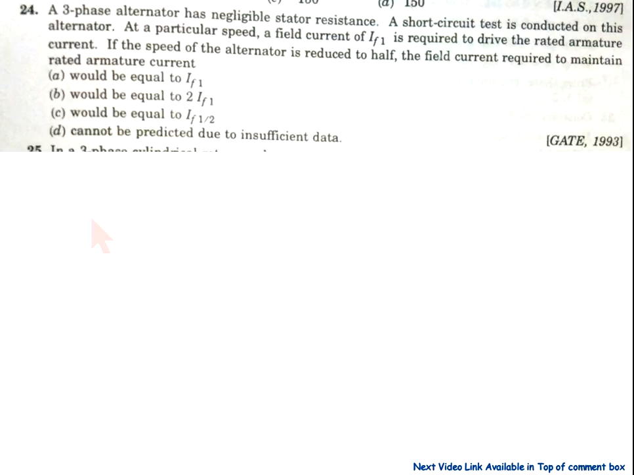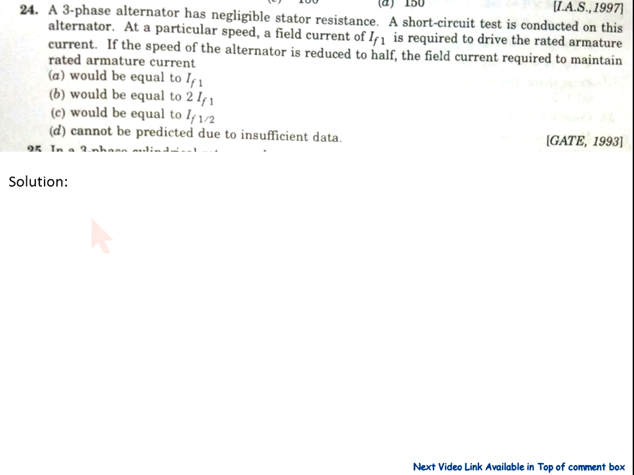Now come to question number 24. A three-phase alternator has a negligible stator resistance. A short circuit test is conducted on this alternator at a particular speed, and a field current If is required to drive the rated armature current. If the speed of the alternator is reduced to half, the field current required to maintain rated current would be equal to: If1, 2 If1, If1 by 2, or cannot be predicted due to insufficient data.